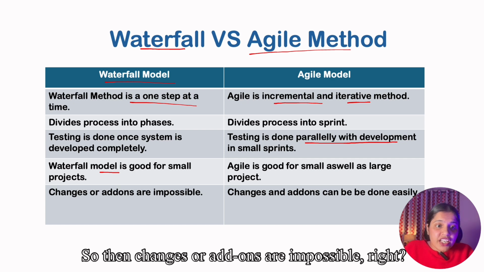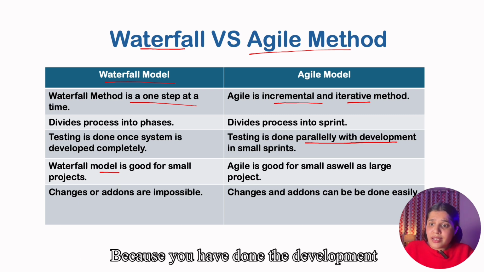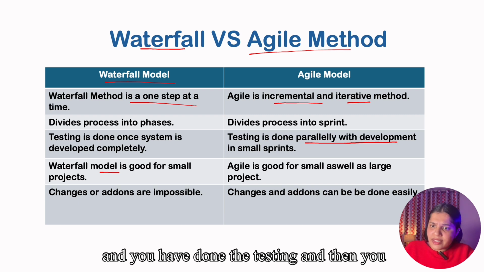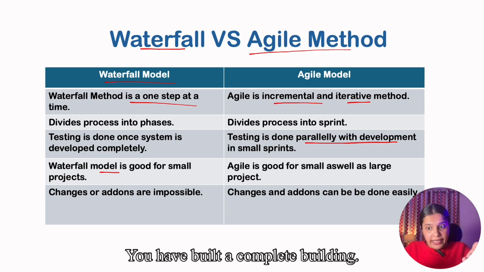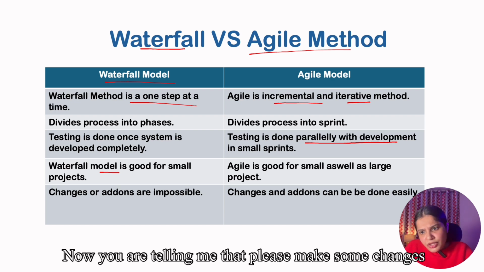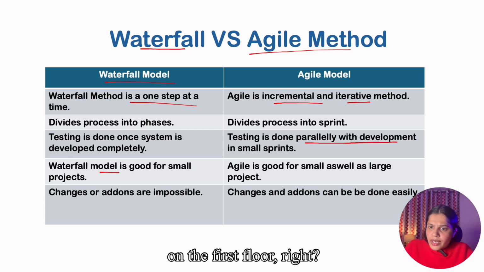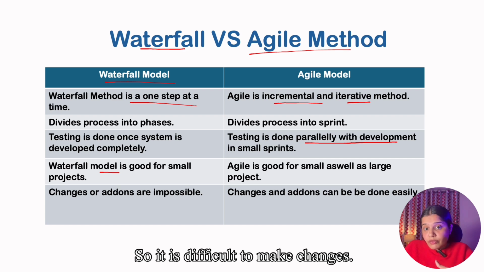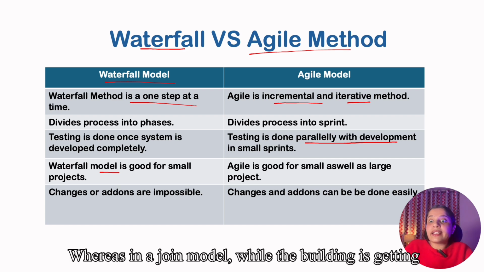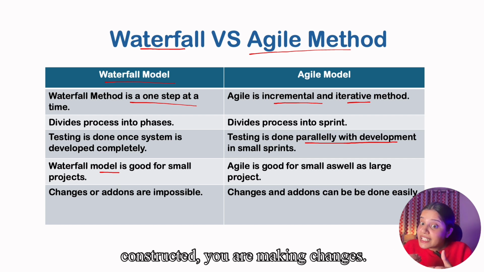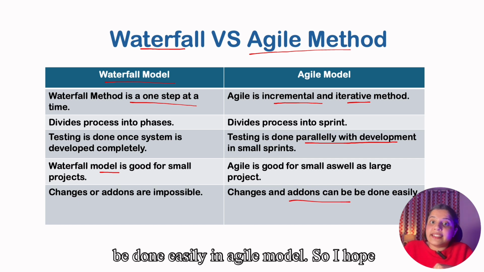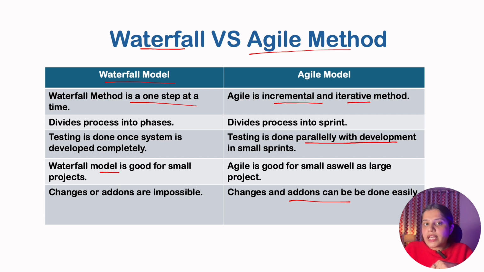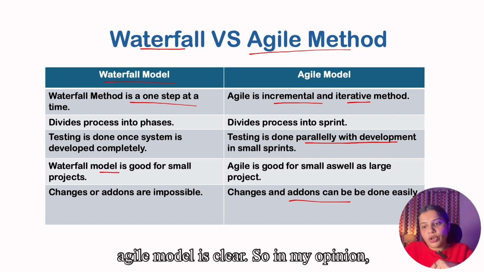In the waterfall model, changes or add-ons are very difficult, because you have done the development and the testing and only then are you making changes. You have built a complete building, and now you are telling me to please make some changes on the first floor. So it is difficult to make changes. Whereas in the agile model, while the building is getting constructed, you are making changes, and that is easy. So changes and add-ons can be done easily in the agile model. I hope these differences between the waterfall model and the agile model are clear.